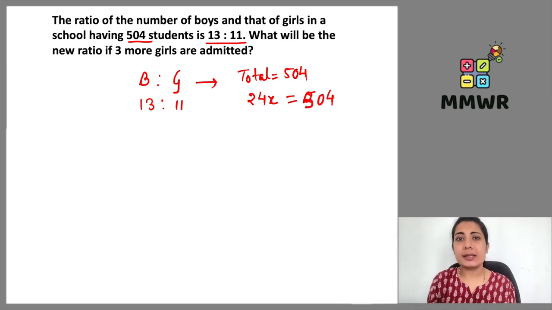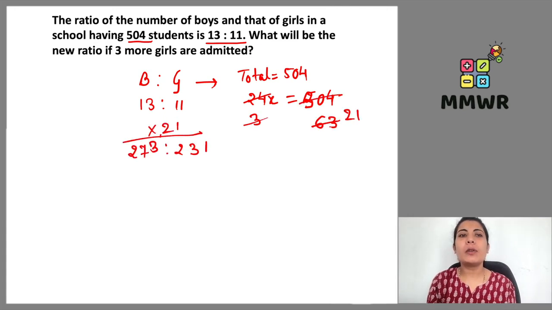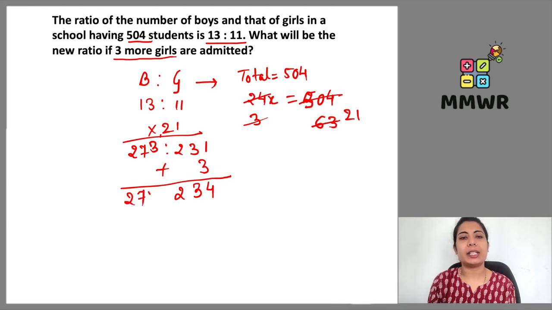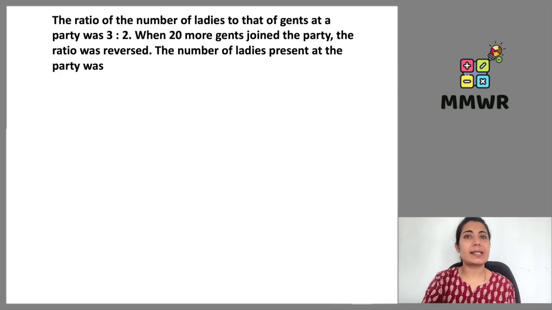When I divide this, it is divisible by 8. Let us multiply this by 21. What will be the new ratio if 3 more girls are admitted? So this gives me 234 and this is 273. If it is possible to reduce it further, we will of course do that, or else this is the final answer. So this way we can simplify this type of problem. It is such an easy calculation, just give it a try. Let's look at the next example.